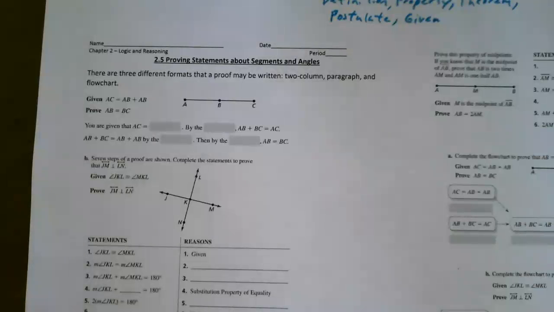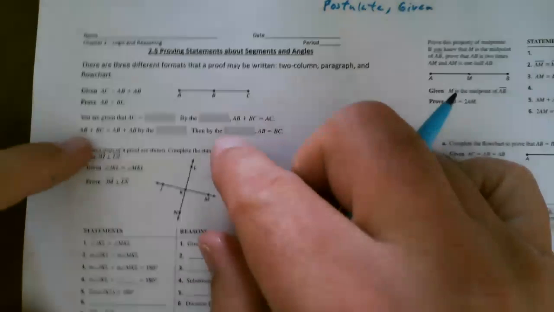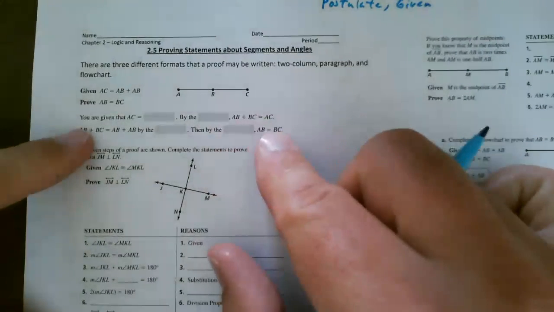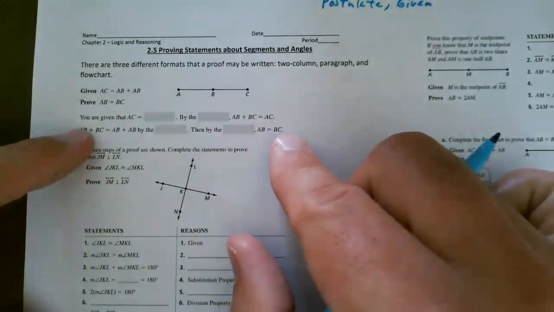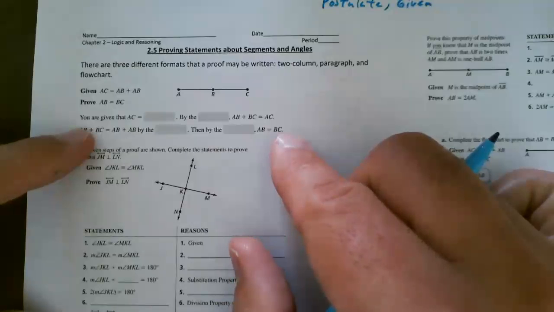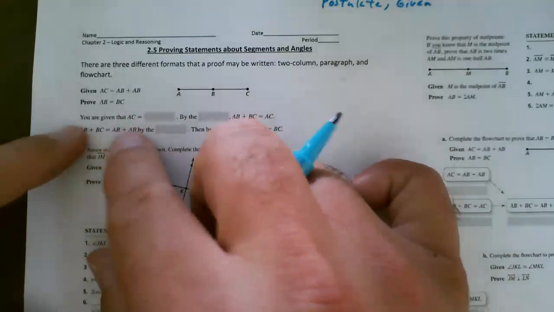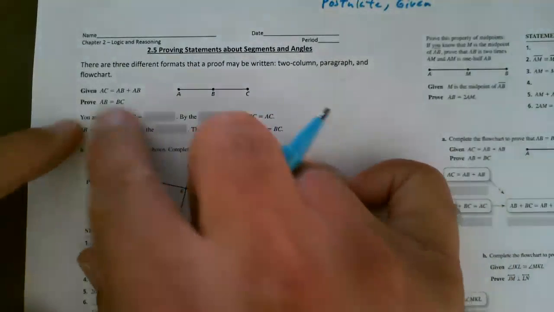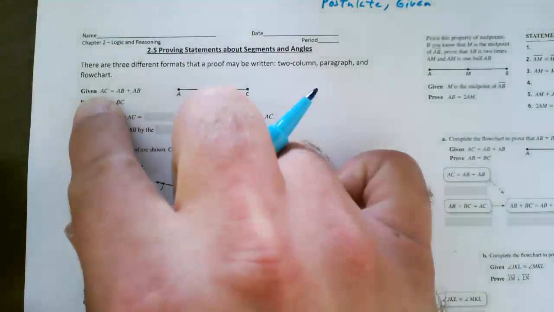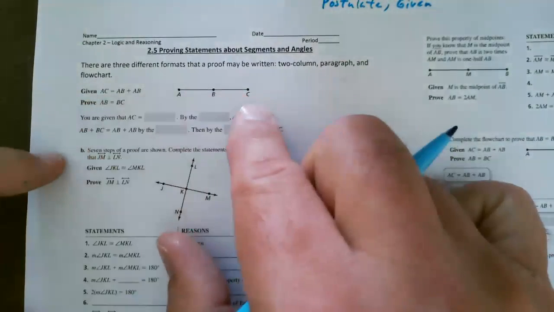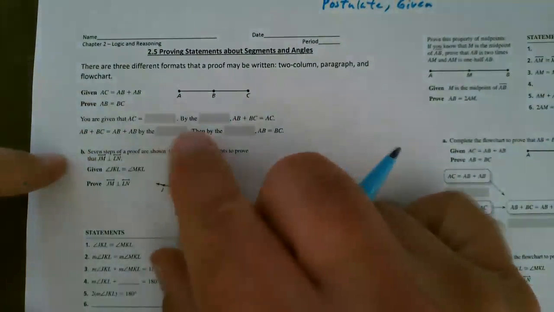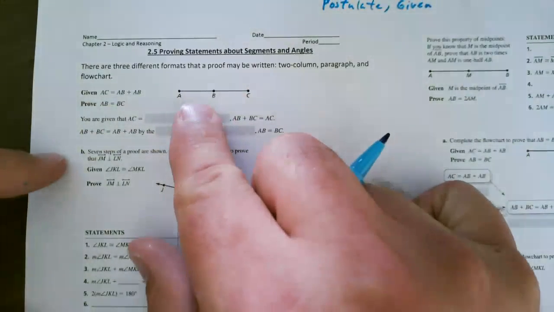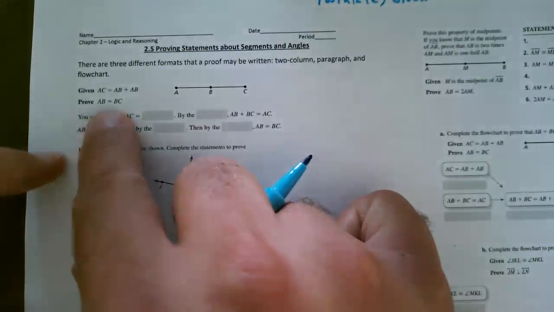So to start off, now we've seen a couple 2-column proofs. This one is actually written as a paragraph proof because it's written in sentences. But the same rules apply. So on this one, they gave us a given statement. It says AC, which is the whole thing, is equal to AB plus AB. So they use this segment twice. And they want us to prove that AB is equal to BC.